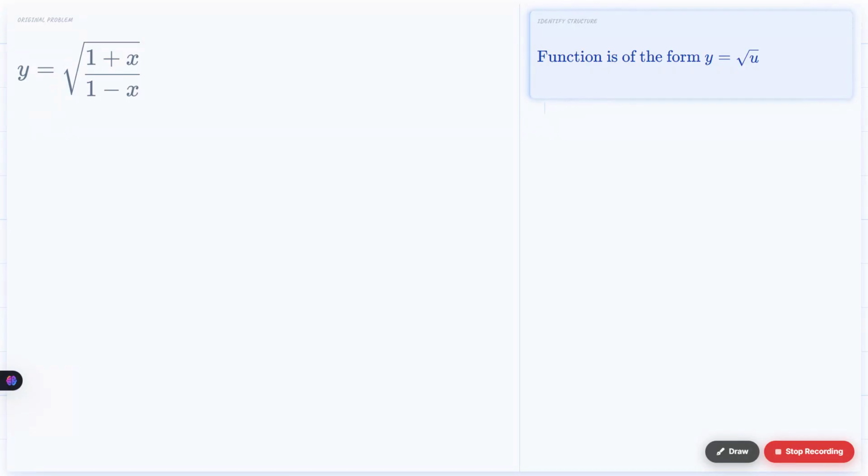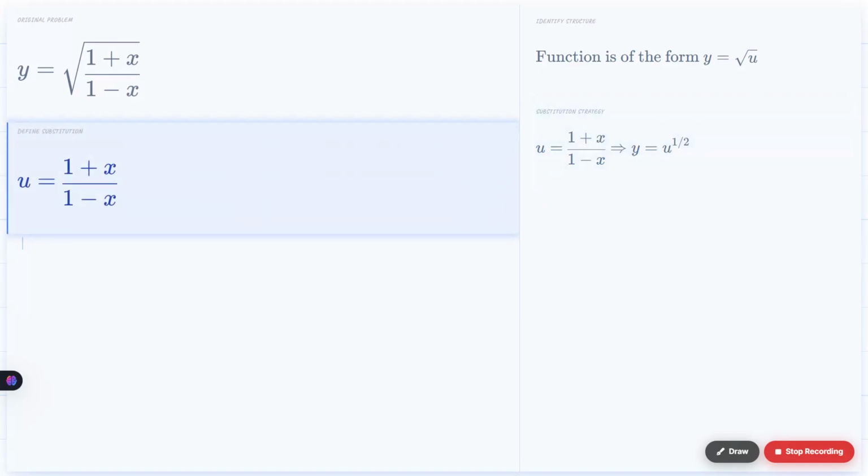The rule says we can name the inside part to make it easier. We plan to use y equals u to the power of 1/2, where u equals (1 plus x) divided by (1 minus x). We do this to make the math simpler to work with. Using a new letter helps us solve parts one at a time.